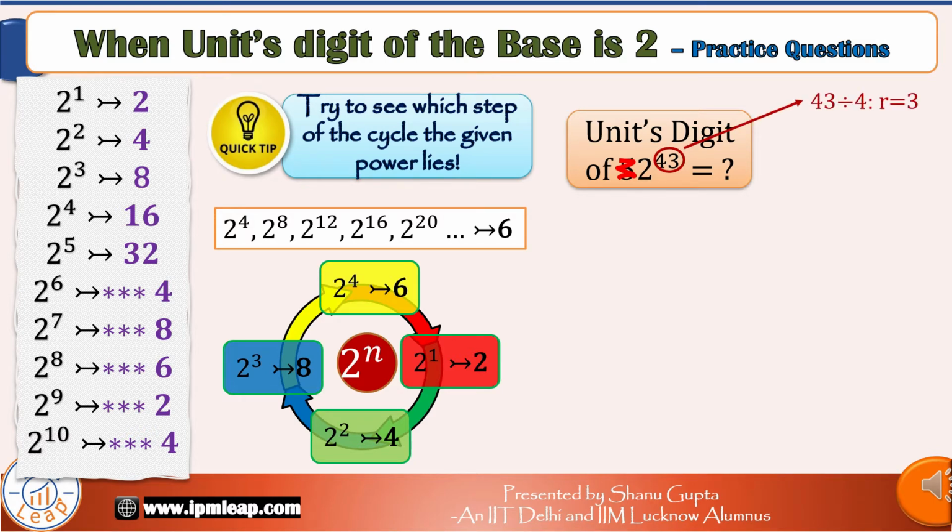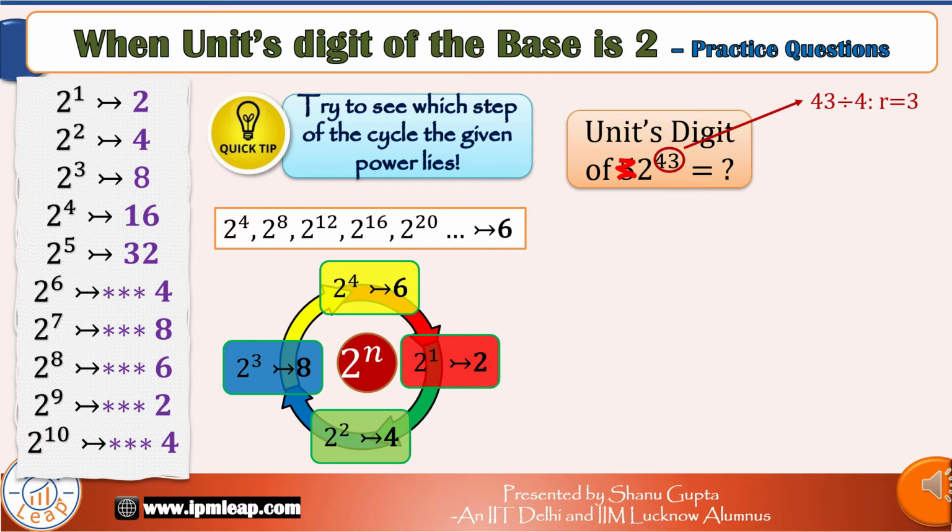If the remainder is 0, that means the given power is a multiple of 4 and we are at the fourth step of the cycle. Else, if the remainder is 1, 2 or 3, then we are at the same step of the cycle as the remainder we obtained. Like in this case, the power was 43. 43 divided by 4, the remainder was 3. So we were at the third step of the cycle.